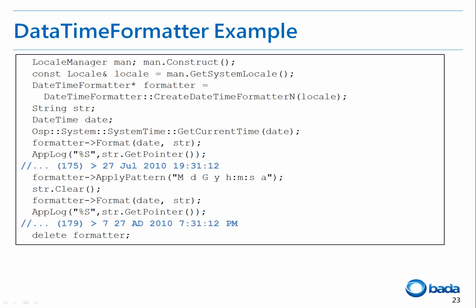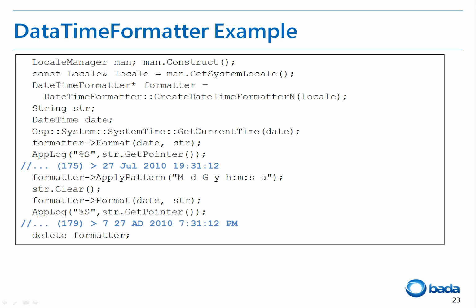In this example, I get the system locale from the locale manager and create a date-time formatter with the locale. Then, I get the current time from the system and convert the time to a string. Since the locale I used in this example is an English region, the date is printed as 27th July 2010.